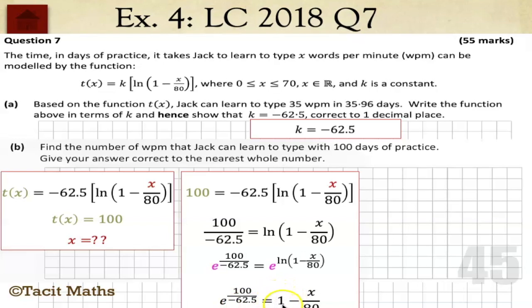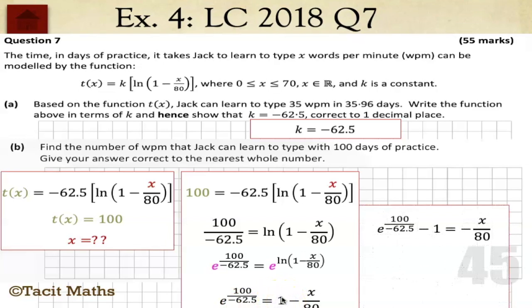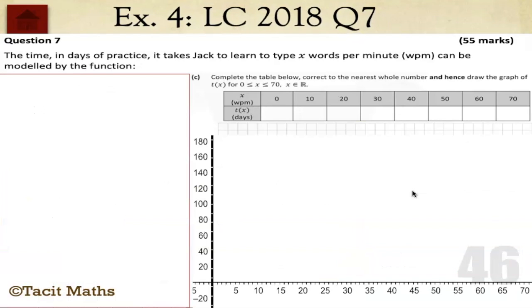Next, we're just going to balance the equation a small bit more, so we're going to take 1 from both sides. Finally, we get rid of the 80 by multiplying both sides by minus 80 in this case, and now we can type all of that into our calculator, and we get 63.84. So to get to 63.84 words per minute, I would need 100 days of practice.